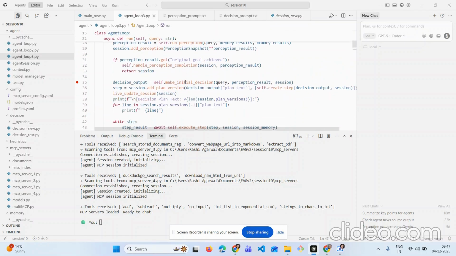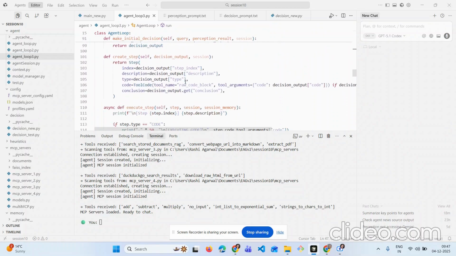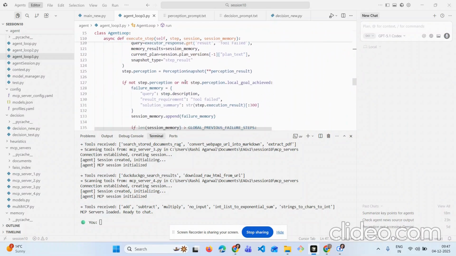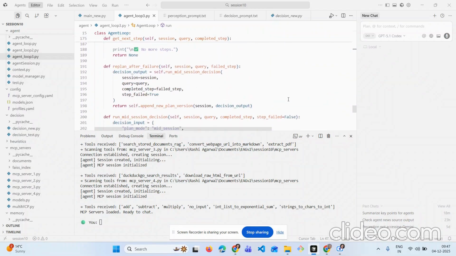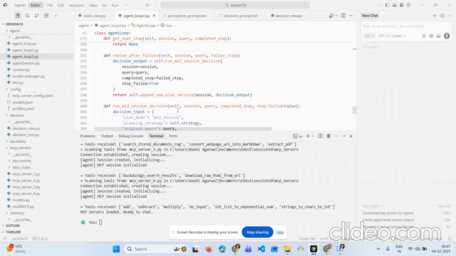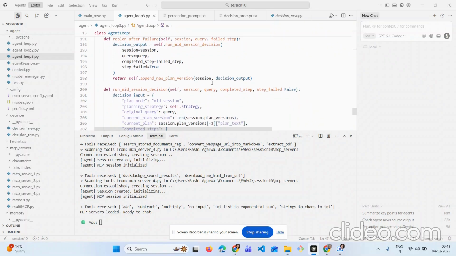And here in the mid session decision phase, we have added that the entire history is also passed to the decision agent, so that the dynamic adjustment can take place, and any failures can be handled in a more robust way.